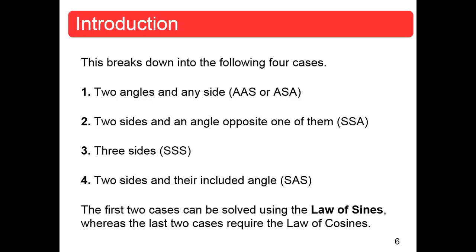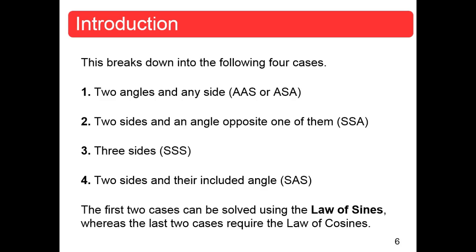So this breaks down to the four cases, and these are the ones we were mentioning before. You can have any two angles and any side. That's angle, angle, side, or angle, side, angle. Either one of those, you can use the law of sines. Or you can have two sides and the angle opposite one of those sides. You can use law of sines there.